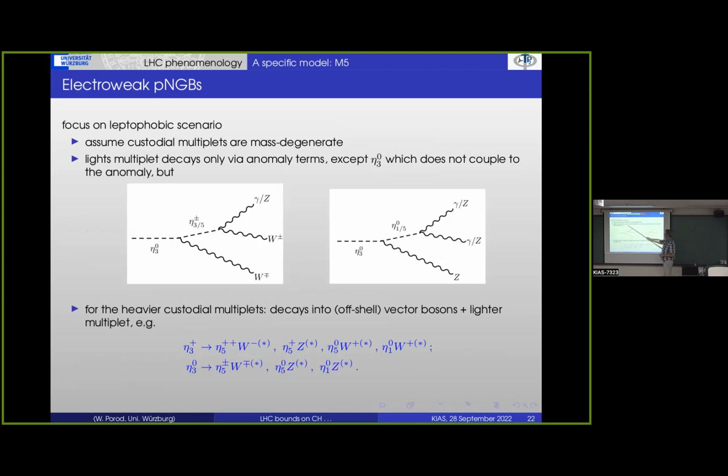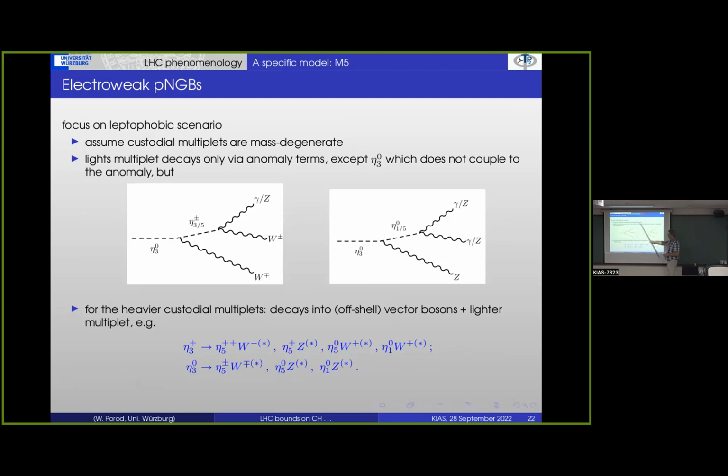So what I assume is that all custodial multiplets, so all members of the 5-plet, have the same mass, and all members of the triplet have the same mass, so we don't have any mass splitting. There's no mixing between, for example, the neutral BNGBs, nor between the singly charged ones. All of those have couplings to the anomaly, but for this eta 03 here, as one can show, this guy cannot decay in the fermiophobic case into electroweak gauge bosons directly. Here we need to have 3-body decays via either the charged guy here or the neutral guy here. So we would have 3-body decays containing W's and gamma and Z, or 3 of the neutral guys here.